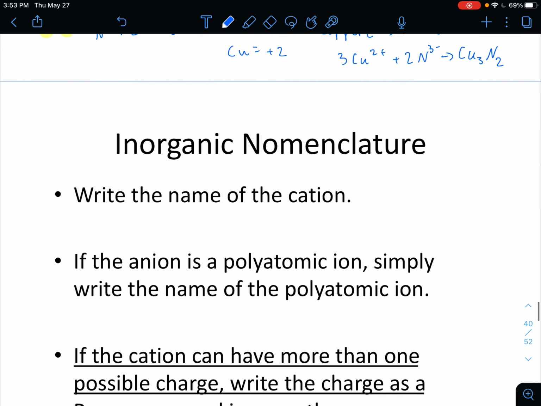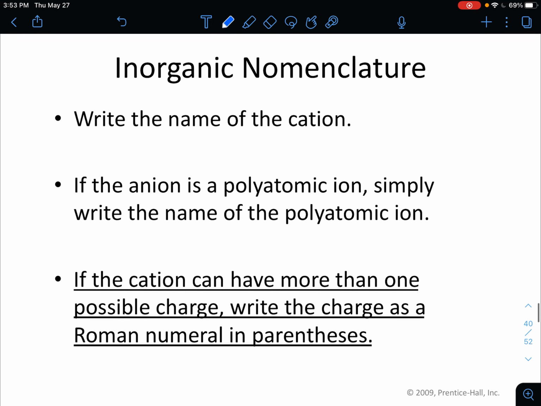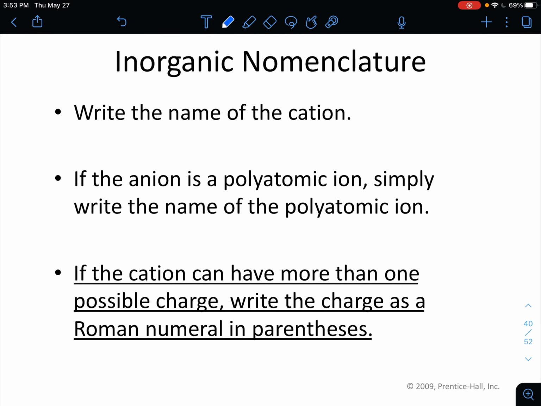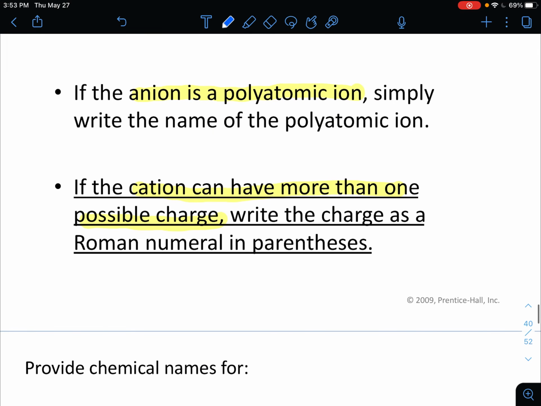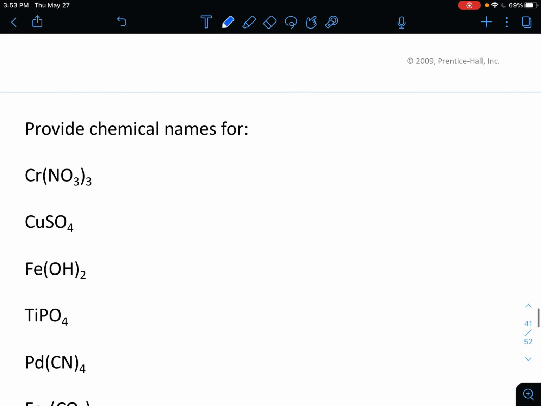So more rules are coming, of course. Now what we're going to do is combine together anion as a polyatomic ion with cation that can have more than one possible charge. So again, once you've memorized the polyatomic ions, these parent polyatomic ions, because there's more of them, once you've done that, then this should make reasonable sense.